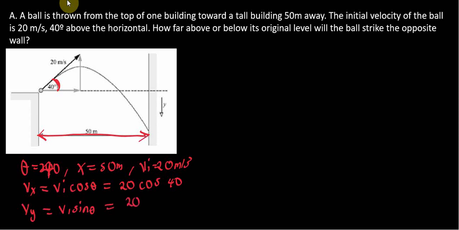So it will be 20 sine 40. So what do you do there? 20 cos 40. What is 20 cos 40? The answer that you get will be 15.3 meters per second. Then the other one will be 12.9 meters per second. So this is the velocity in the x-axis, and this is the velocity in the y-axis.